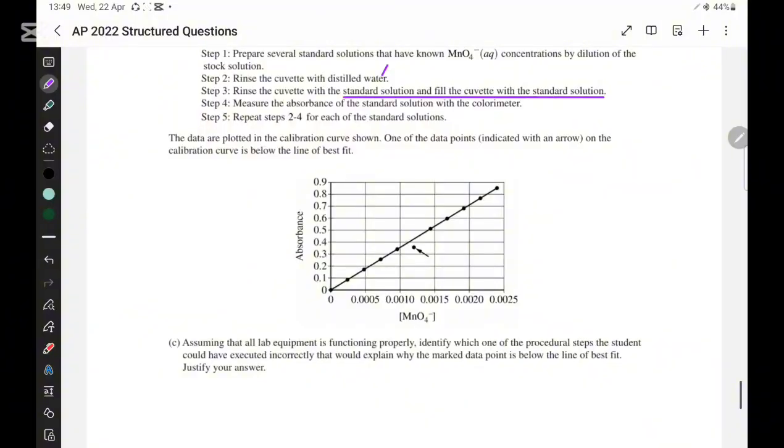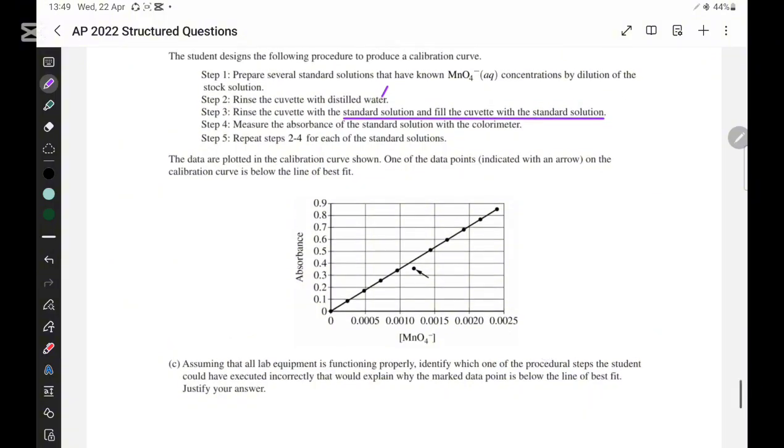Repeat steps 2 to 4. Now when they have plotted the line of best fit, they are going to see that one point is below the line of best fit. Why is the absorbance lower? The students have not done step 3 correctly. They have not rinsed the cuvette with standard solution before measuring absorbance. That's why dilution occurs with water, and that's why we are getting a lower absorbance value than the standard value.